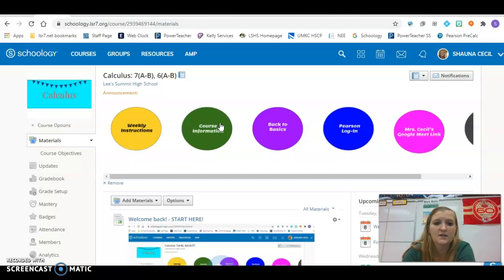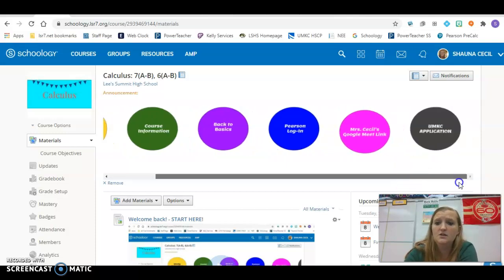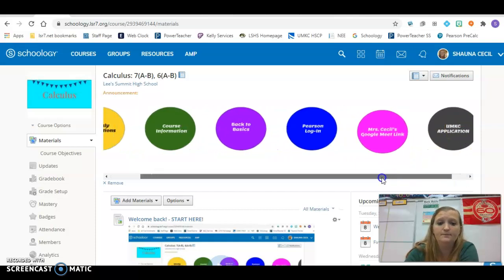They're going to take a little syllabus quiz just so I know that they looked over it. This is the first unit, or first thing we're going to do, which is Back to Basics. This is where they'll find their pretest as well as practice over ones they don't understand, and their Pearson login. Here's the Google Meet link. Anytime we have a Google Meet, they just click there to join. And then there's the UMKC application if they're going to do this for dual credit.